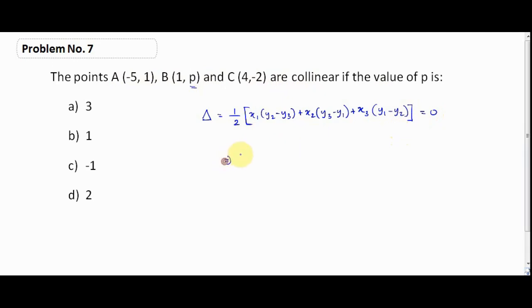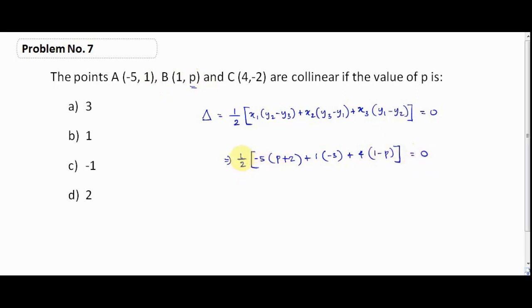It implies half of x1 is minus 5, so minus 5 into (y2 minus y3). Y2 is P, so P minus y3, y3 is minus 2, so P minus minus 2, so we will get it as P plus 2. Plus x2 is 1, so 1 into (y3 minus y1). Y3 is minus 2, y1 is 1, so minus 2 minus 1, so we will get it as minus 3 here. Plus x3 is 4, so 4 into (y1 minus y2). Y1 is 1, y2 is P, so 1 minus P. Okay, so this must be equal to 0.